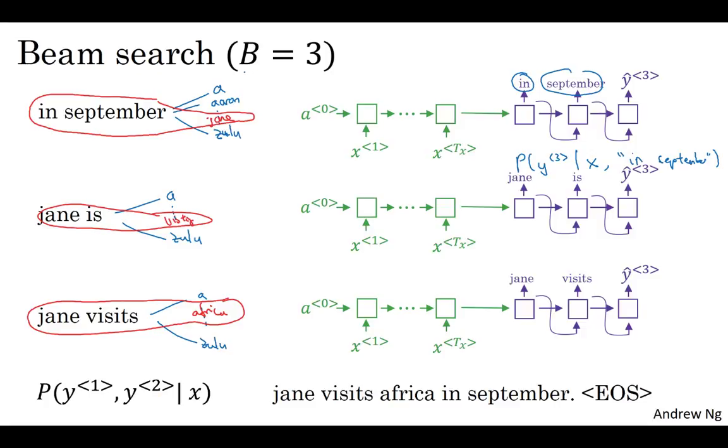So with a beam width of 3, beam search considers 3 possibilities at a time. Notice that if the beam width was set to be equal to 1, so it considers only 1, then this essentially becomes the greedy search algorithm, which we had discussed in the last video. But by considering multiple possibilities, say 3 or 10 or some other number at the same time, beam search will usually find a much better output sentence than greedy search.